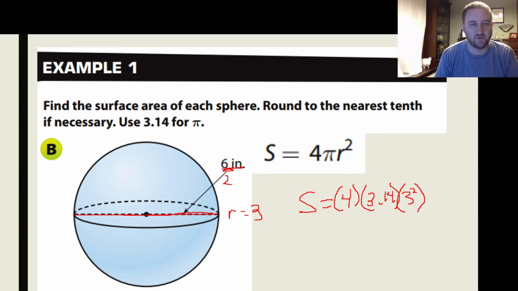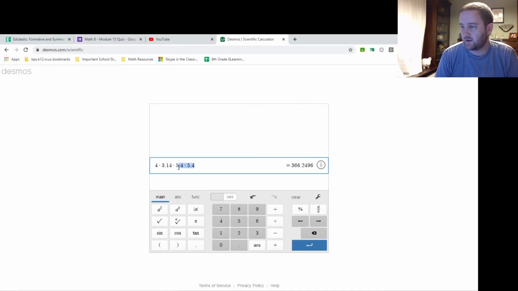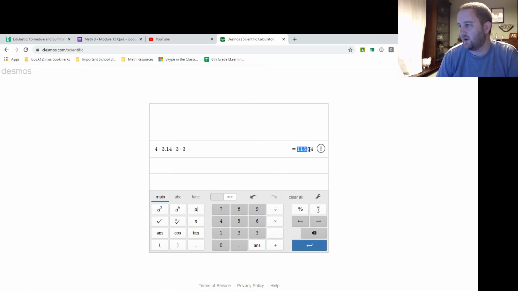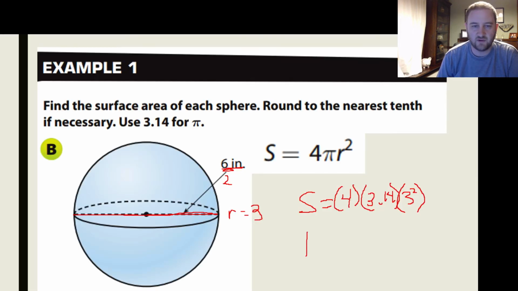We come over to our calculator and change what we have in here. It's 4 times 3.14 times 3 times 3, that's 3 squared, and that gives us 113.04. Again, we want to round to the nearest tenth, so that 4 keeps that as a 0. So it's going to be 113.0, or you can just write 113. And then our label is going to be inches squared.